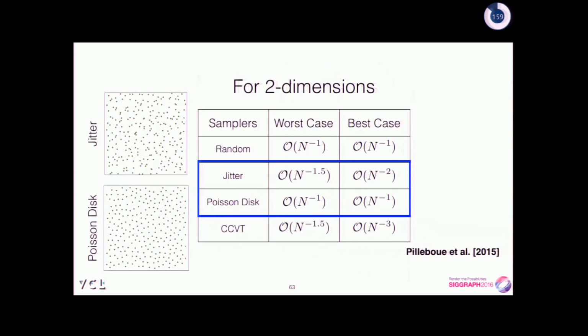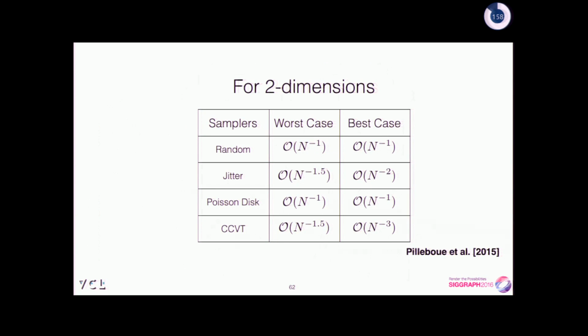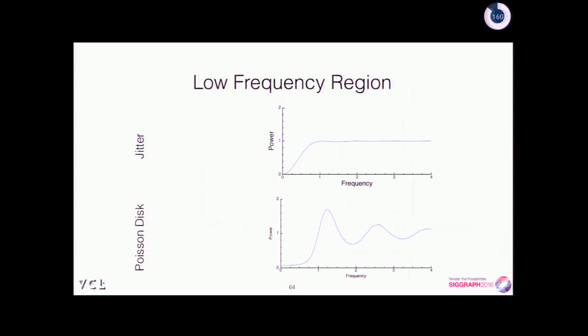Yeah. So if you look here, these two, jitter and Poisson disk, are two different sampling strategies. If you look at the worst case, this one's better. It converges faster. If you look at the best case as well, this one is better. But if you look at the spectrum, maybe it's coming up soon. It's not obvious here. So here's the spectrum between jitter and Poisson disk.